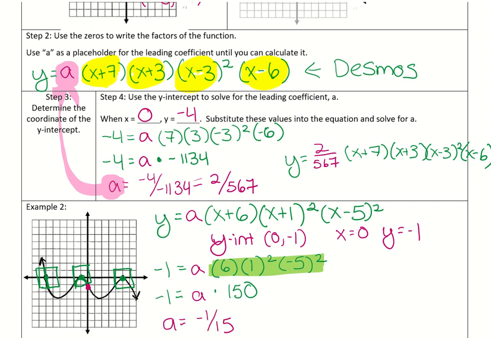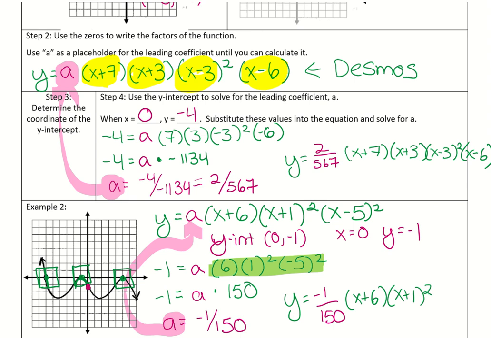So a is -1 over 150. And now we can write our final equation, because now that we know our a value, we can substitute it back into the original. So your final equation is going to be y equals -1 over 150, and then copy down all your factors: x plus 6, x plus 1 squared, x minus 5 squared. Okay, there's 2 on the next page for you to try, so pause the video and try them now, and then you can come back here and see them worked out.